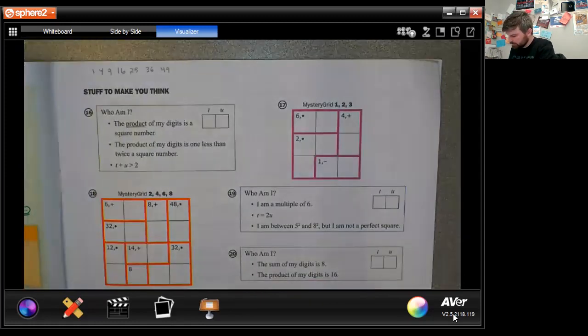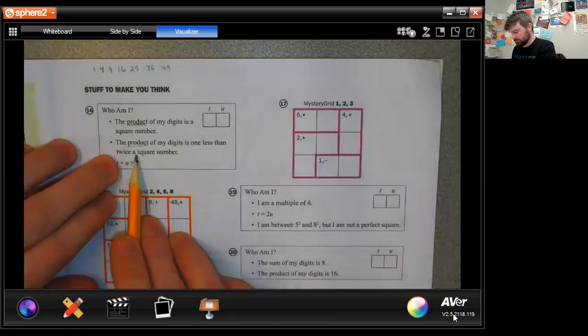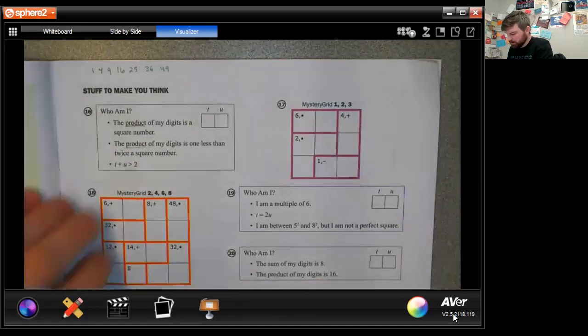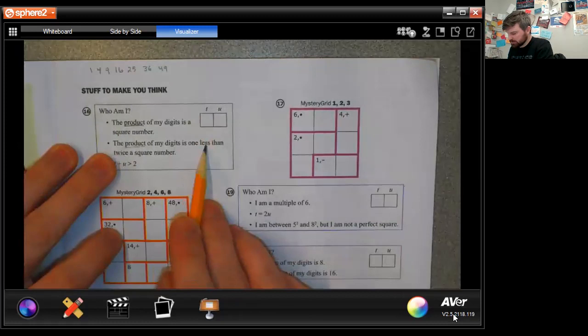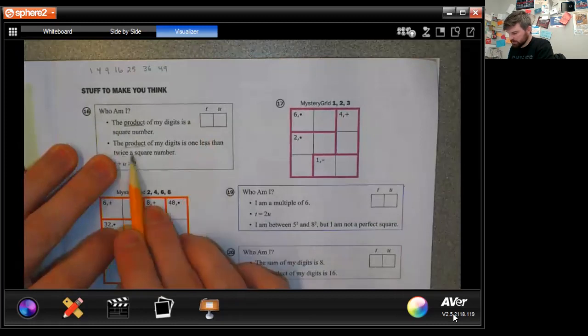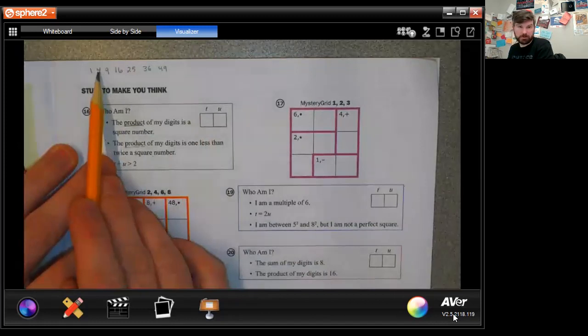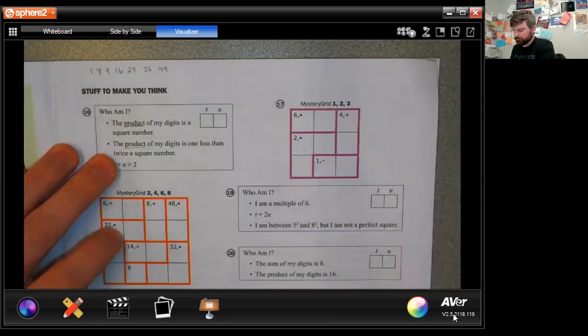Okay. The product, the multiplication of my digits, is 1 less than twice a square number. A little confusing there. But the product of my digits, so multiplying these two together, is 1 less than twice a square number. So if I take this number and I multiply it by 2, I get 8. 1 less than that would be 7. That would be multiplying these two numbers together.